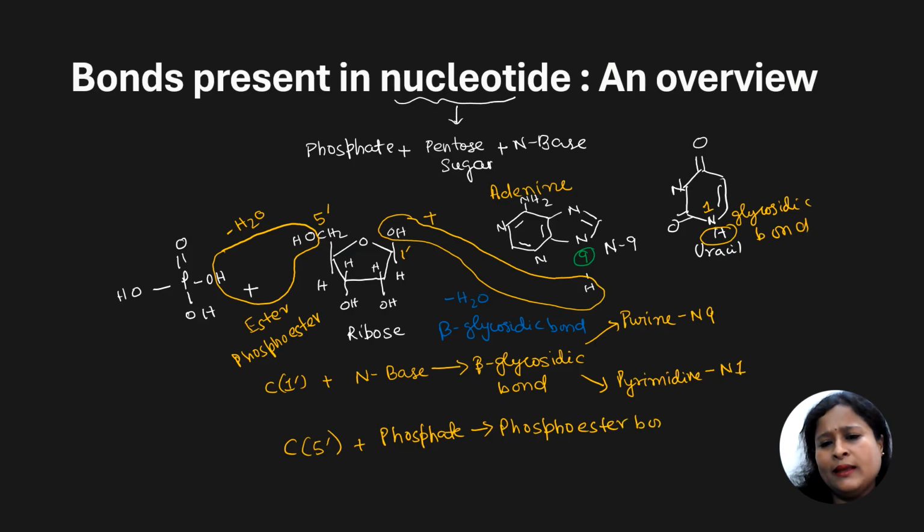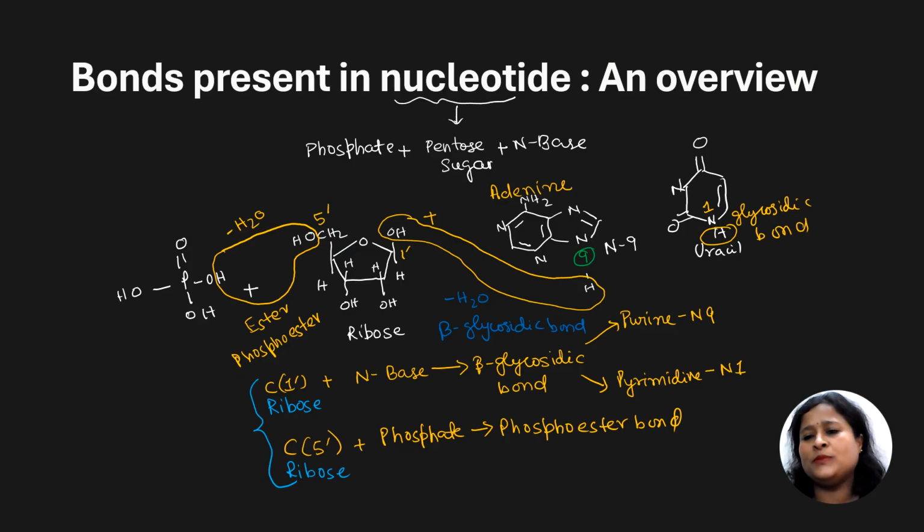and forms the phosphoester bond. Okay, this is very, very important. Okay, C1' of the ribose interacts with the bases to form the beta glycosidic bond: 9th nitrogen for purine and 1st for the pyrimidine, N9 purine, N1 pyrimidine, and phosphoester bond is formed between the 5th carbon atom of the ribose and the phosphate group. Okay, so let us write ribose here also, C1 ribose. I hope this part is very clear.